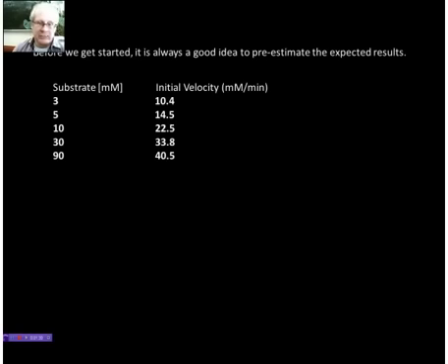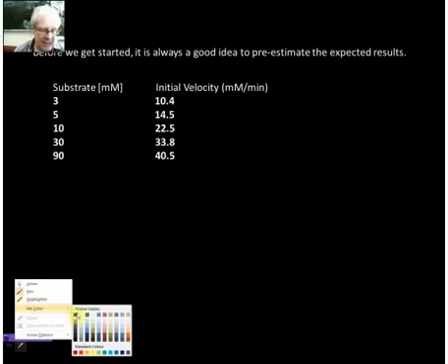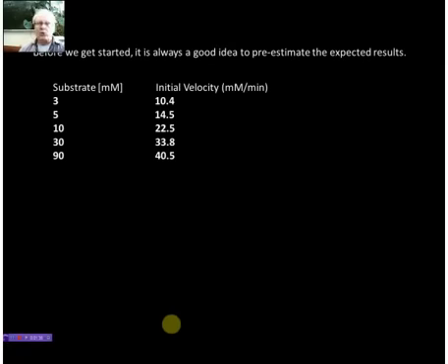Before we get going, it's always a good idea to find out what we should expect actually. And what we can very easily do is we can say, right, what do we expect for our Vmax? Now we know that our Vmax must be larger than our largest initial velocity. So it must be larger than this one here. So maybe we can say Vmax might be in the order of, say, around 45 millimolar per minute. So we can probably say, well, perhaps this is our Vmax.